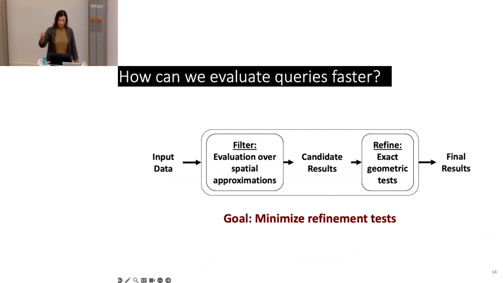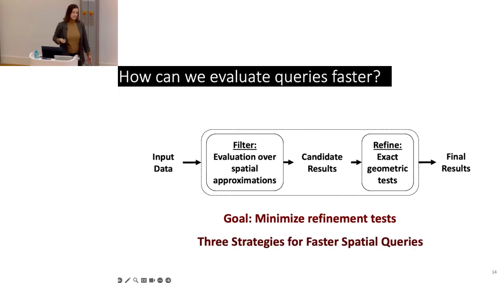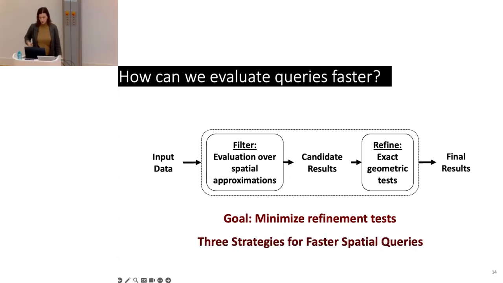So now let's go back again to this 2-step filter and refine evaluation pipeline and ask ourselves, based on this evaluation framework, what do we need to do to make spatial queries run faster? Well, as I said already, what's really the bottleneck in this pipeline is the refinement test that we have to do in the last step. And so our goal is to minimize such tests as much as possible. And conceptually, there are practically 3 strategies that we can follow to achieve that.